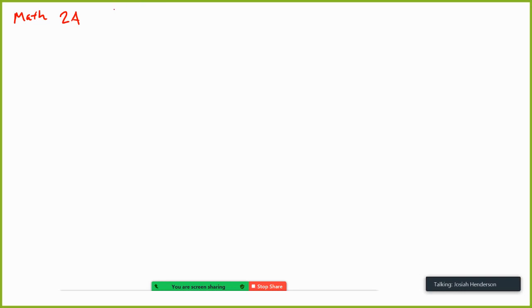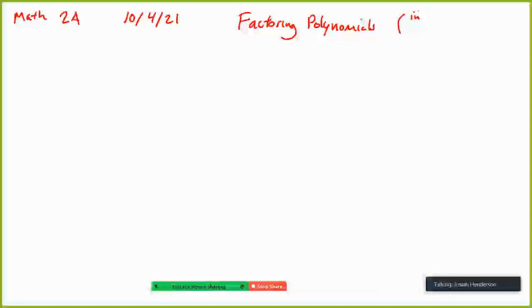Math 2A. Today's Monday the 4th. And this lesson is factoring polynomials. In Edmentum, this is going to correspond to what they call part 2. I'm going to put that here just in case, so it'll be easy for you to know what it goes with. In Edmentum, it's called factoring polynomials part 2.